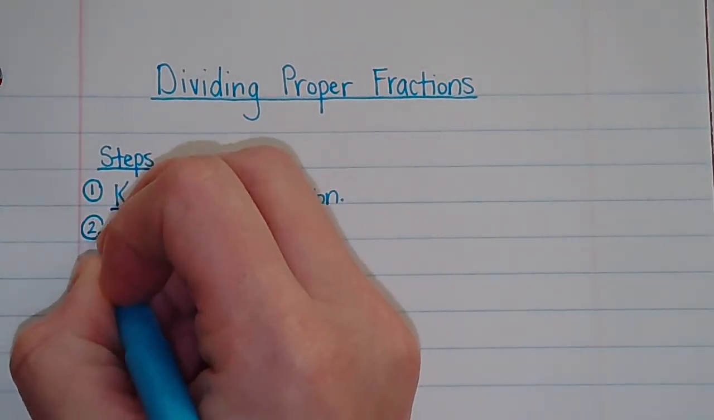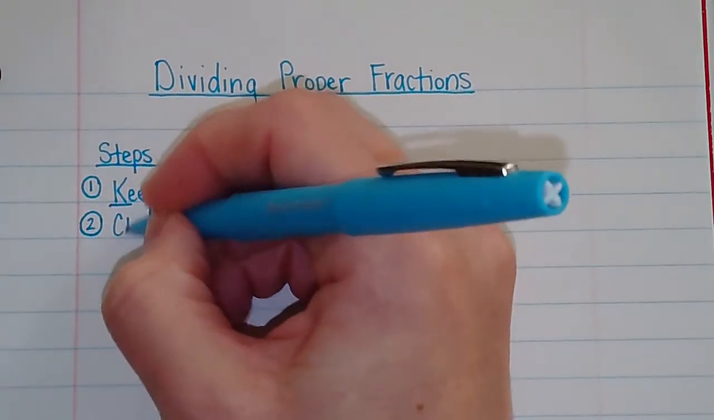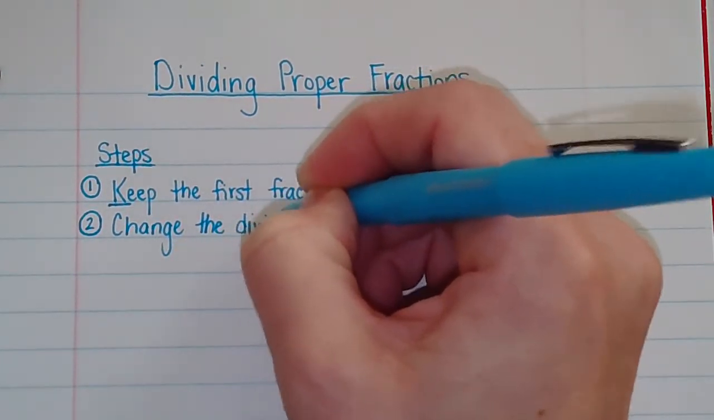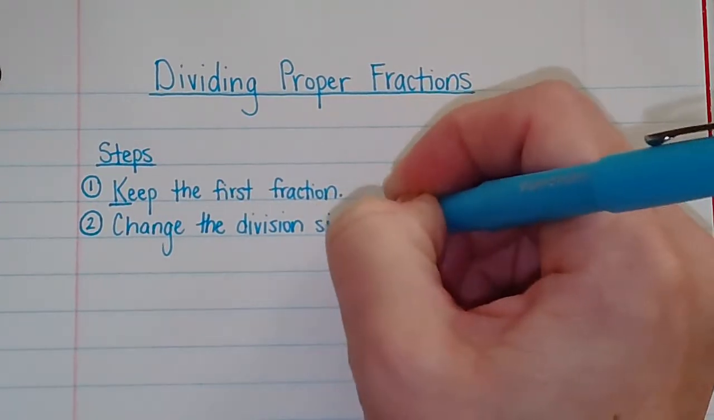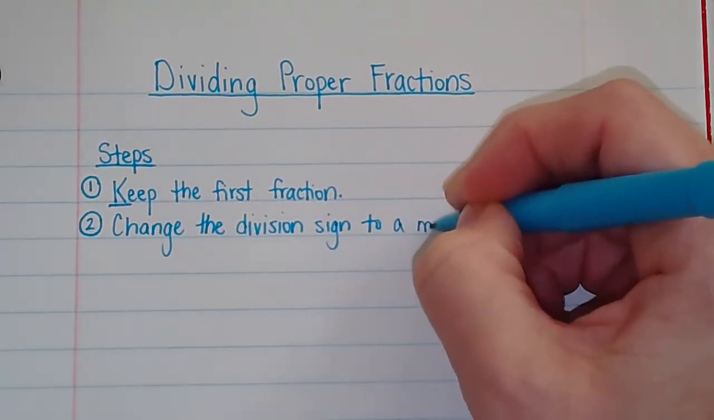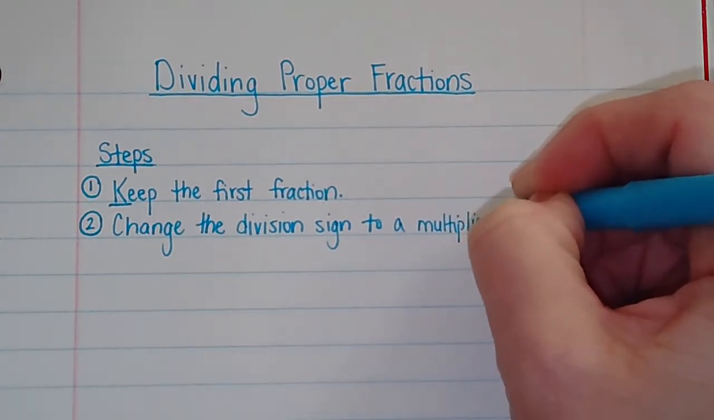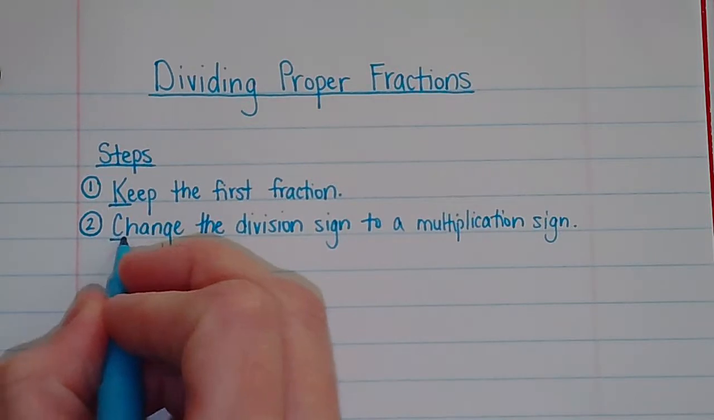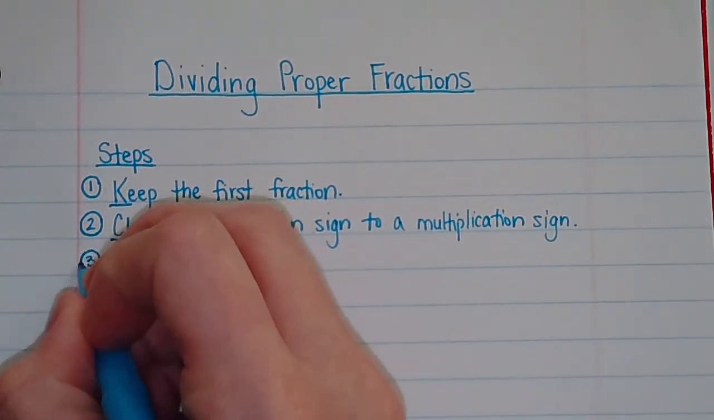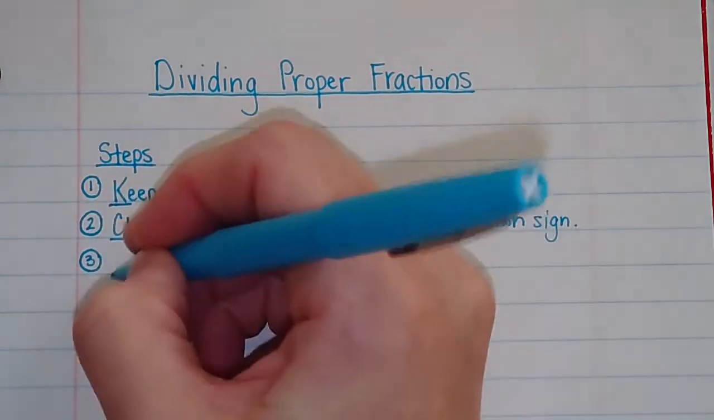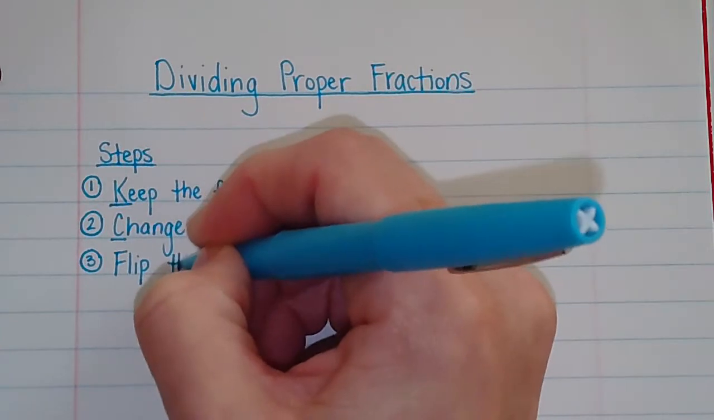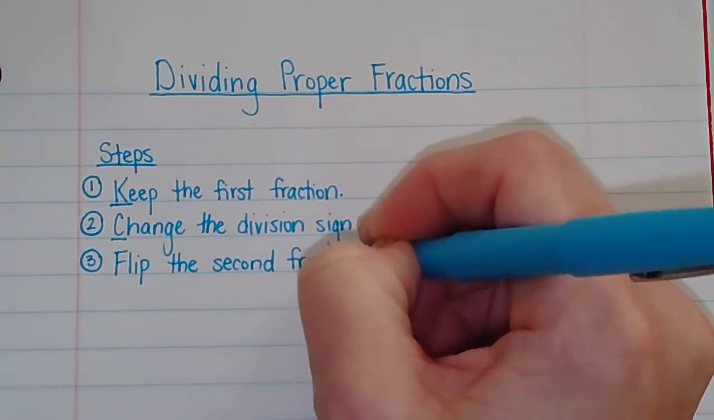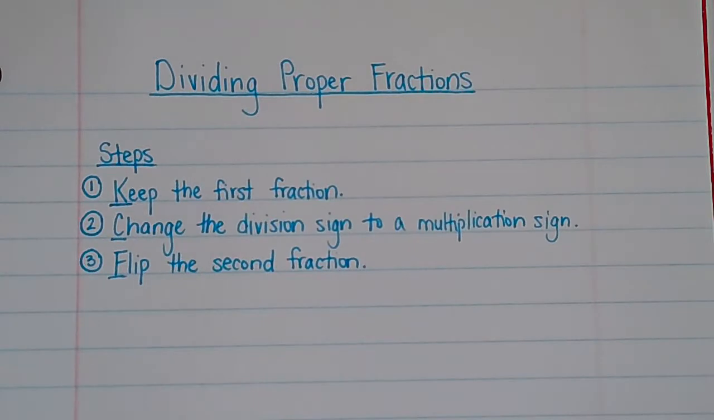Then the second step is change the division sign to a multiplication sign. And I'm going to underline the C. And then my third step is flip the second fraction. I'm going to underline the F.